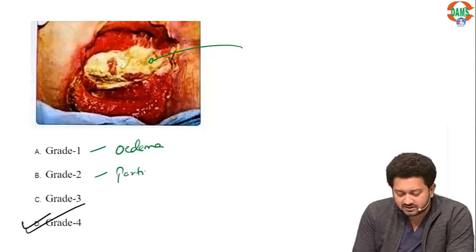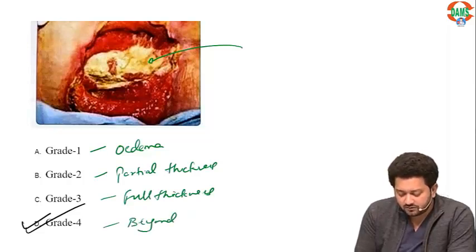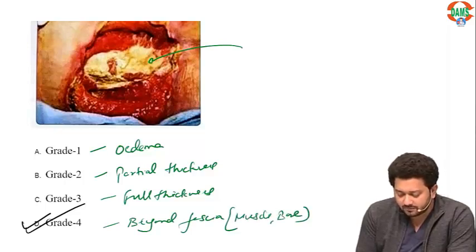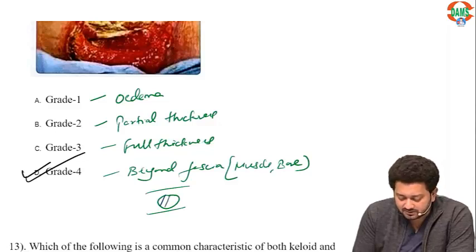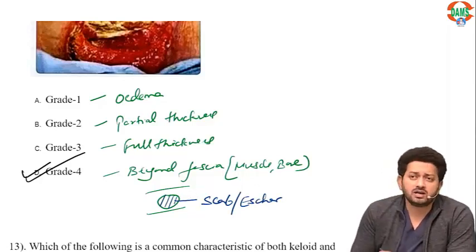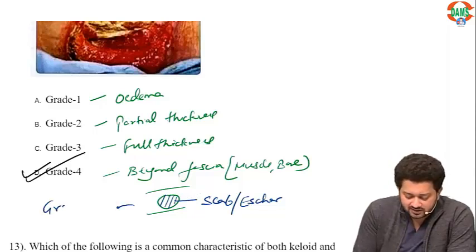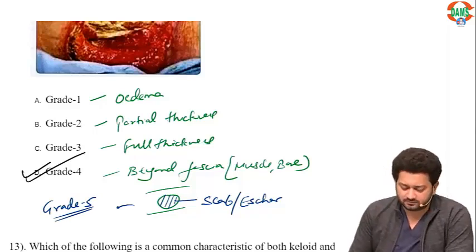In grade 2, there is partial thickness skin damage. In grade 3, there will be full thickness which is going up to the subcutaneous tissue but not beyond fascia. Grade 4 goes beyond fascia, which is involving maybe muscle, bone. That is grade 4. And sometimes you will see an ulcer on which there is some kind of scab present. Okay, scab or eschar, like a hard layer. So until you remove this scab or eschar, you will not know how deep it has gone. So these kinds are known as grade 5. That is unstageable, because to know the stage, you need to know how deep it has gone.